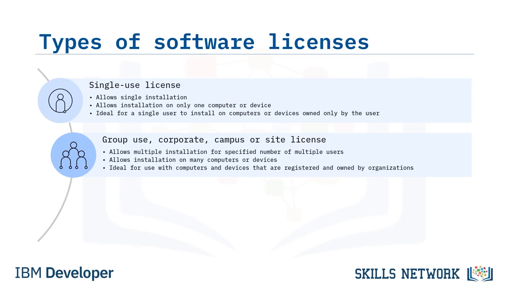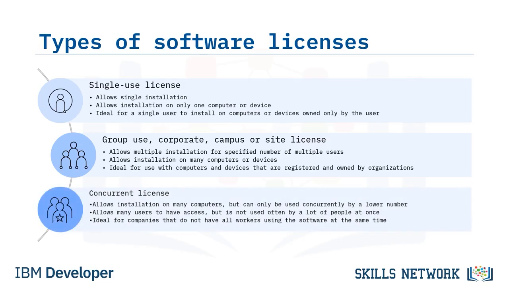This kind of license is ideal for use with computers and devices that are registered to a group, such as a computer lab on a college campus or a writing team at a newspaper. Concurrent licenses allow installation on many computers, but they can only be used concurrently, meaning at the same time, by a lower number of users. It allows many users to have access to the software, but it is not used often by a lot of people at once. Concurrent licenses are ideal for companies that do not have all workers using the software at the same time, such as nurses and doctors who work different shifts.